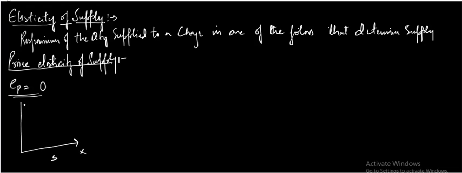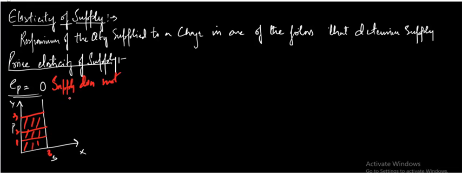Let me consider the supply here and the price on the y-axis. Elasticity of supply is going to be 0 at this point, which means that the supply is not going to respond to a change in the price. Let me take it as 8, 1, 2 and 3. So the supply is not reacting to the change in price. At that moment we say that elasticity of supply is 0, which means that supply does not react to a change in price.